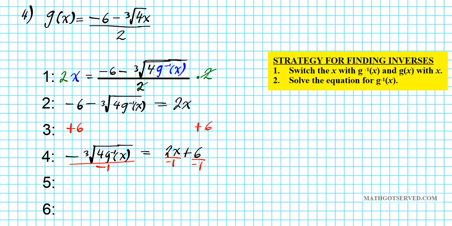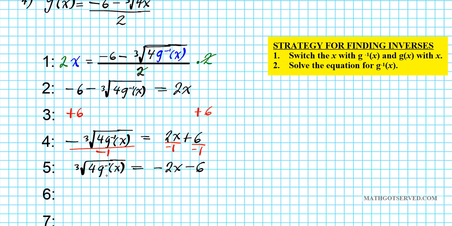So if we do that, we are going to have the third root of 4 times g inverse of x equals, now what happens when you divide positive 2x by negative 1? The sign changes to -2x. Same applies to positive 6 divided by -1. The sign changes also to -6. Now we are going to proceed to take the third power of both sides. Why the third power? Because that is the inverse of the third root. So we'll raise both sides of our equation to the third power.